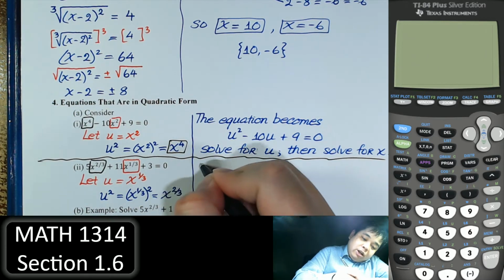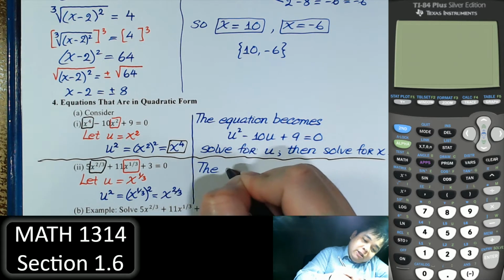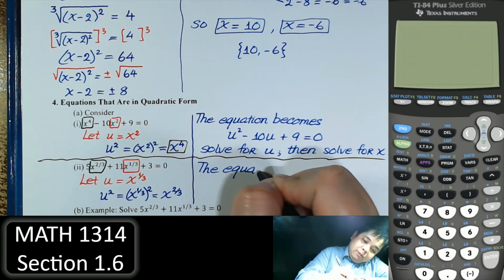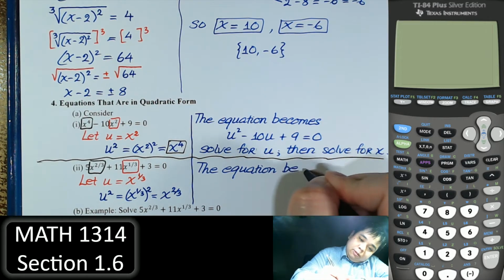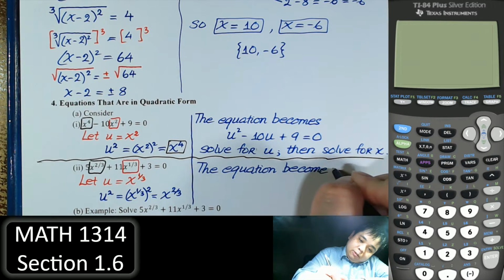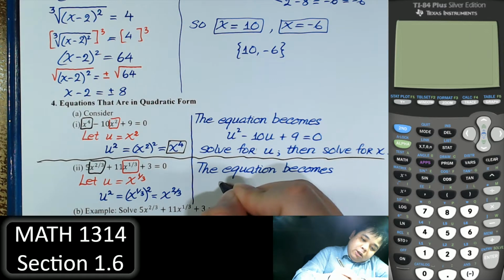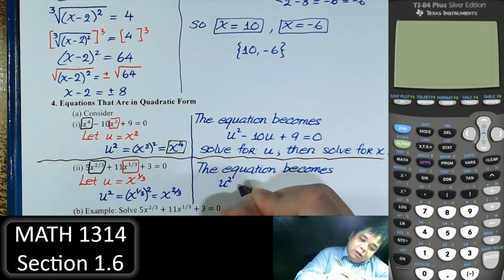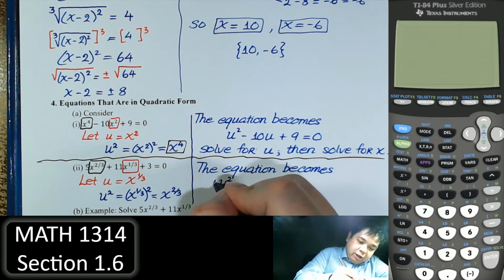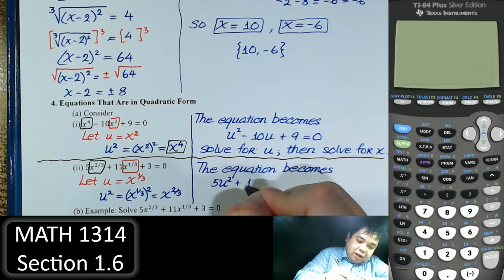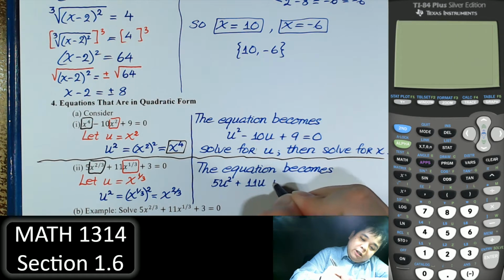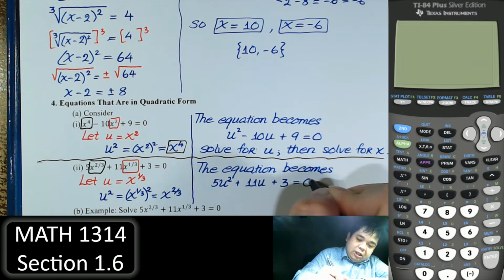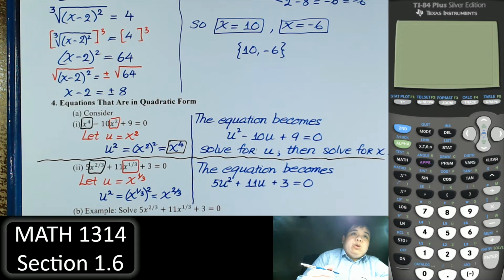With that, the equation becomes 5u squared plus 11u plus 3 equal to 0. And once again, we solve for u, then we solve for x.